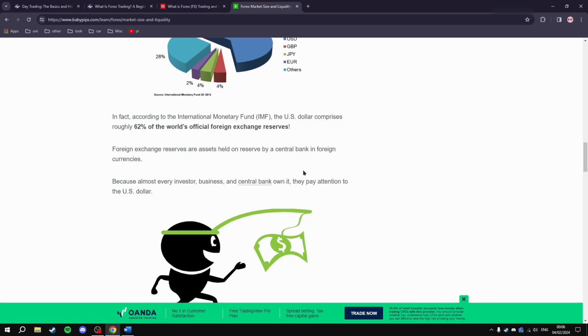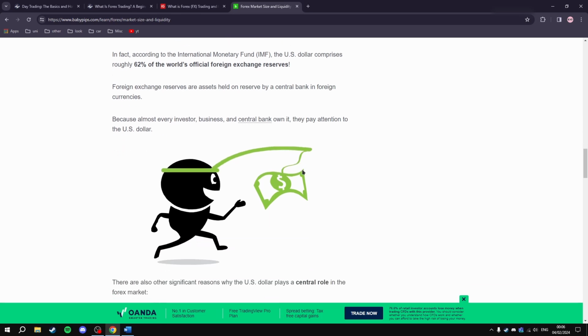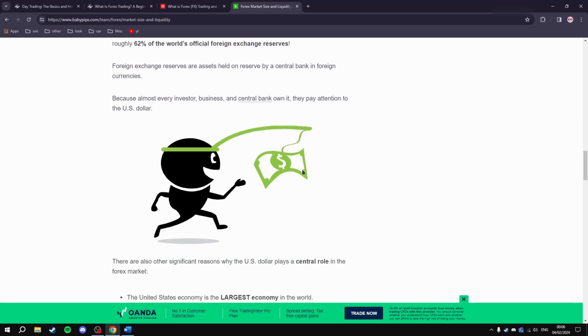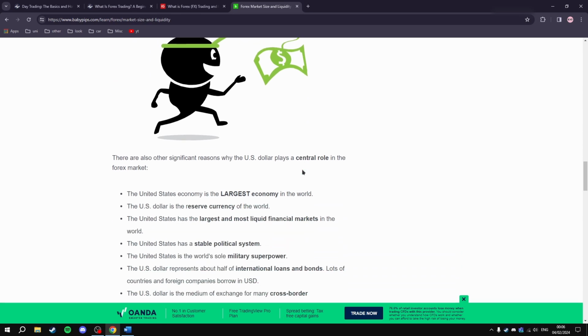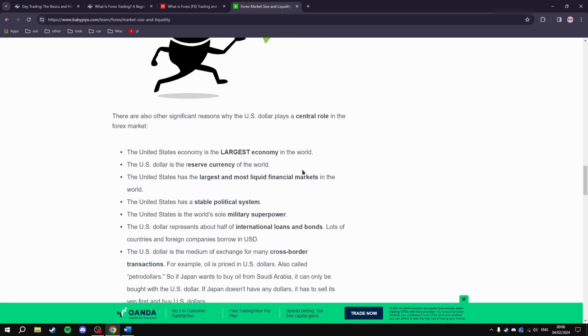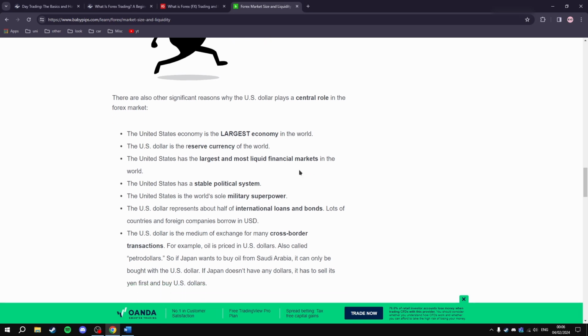Because almost every investor, business and central bank owns it, they pay attention to the US dollar. There are also other significant reasons why the US dollar plays a central role in the forex markets. The United States economy is the largest economy in the world. The US dollar is the reserve currency of the world. The United States has the largest and most liquid financial markets in the world. The United States has a stable political system. The United States is the world's sole military superpower.